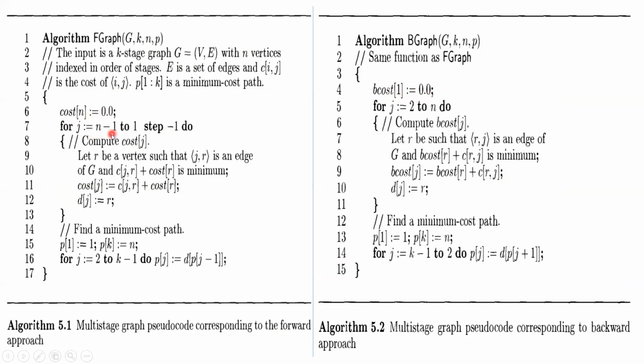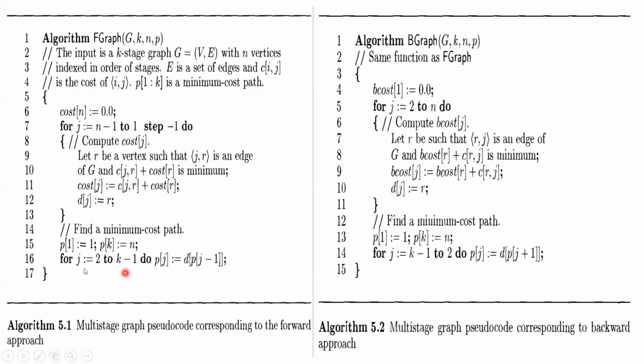Here I am starting from n minus 1 to 1. Here I am starting from 2 to n. Means from n minus 1 to 1 in reverse order. Here 2 to n in increasing order. Then the only change here is that J and R must be interchanged. Because you are not going from J to R, you are coming from R to J here. C of JR is replaced, here it is C of RJ. Everything JR is replaced by RJ because we are coming in the reverse direction.